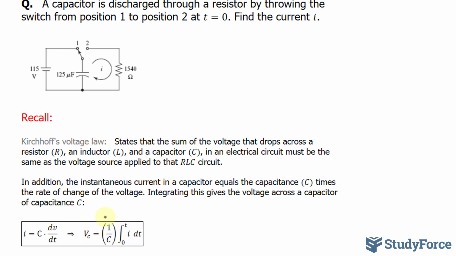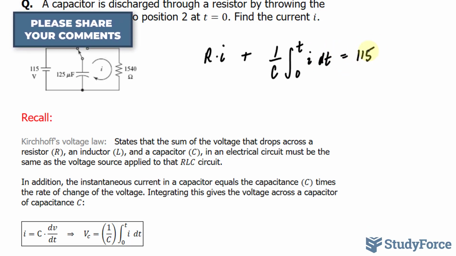So to represent Kirchhoff's voltage law, I'll write down R times I, which is Ohm's law. The resistance times the instantaneous current will give us the voltage, plus V sub C, which I'll replace with 1 over C times the integral between 0 and t for the function I dt, is equal to 115.